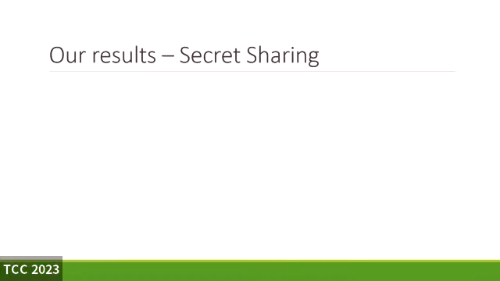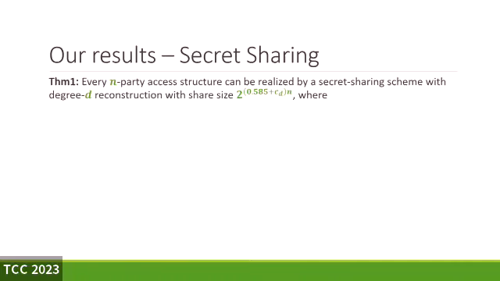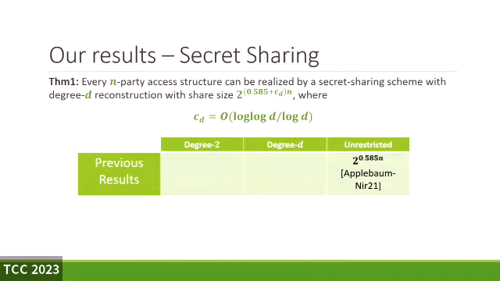Okay, so now I'm going to present our results. I'm going to present two results. The main result regarding secret sharing schemes. As I said before, we showed that as the degree of the reconstruction grows, the share size decreases. More formally, every n-party access structure can be realized by a secret sharing scheme where the degree D reconstruction and share size is 2 to the 0.585 plus some constant C_D times n, where the constant is of order log D over D. So comparing that to the previous results, the best general secret sharing scheme with unrestricted reconstruction has share size 2 to the 0.585 n, and you can see comparing that to our results that our results approach the best unrestricted result as D approaches infinity.